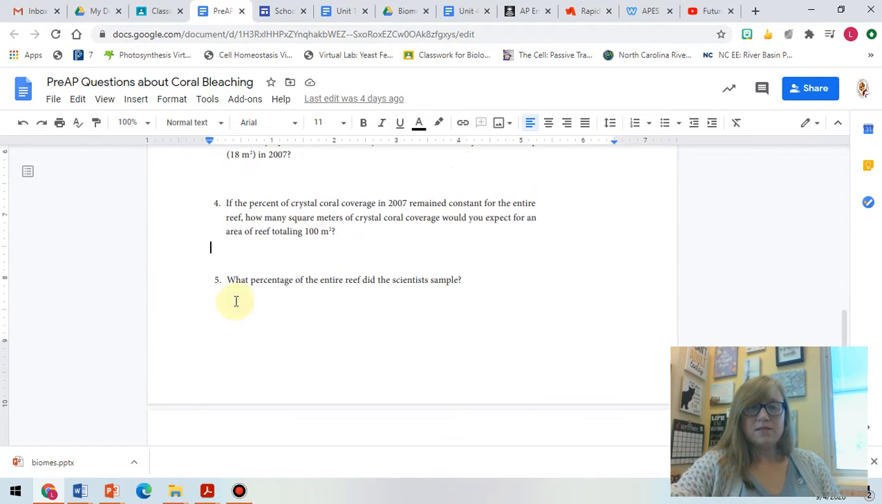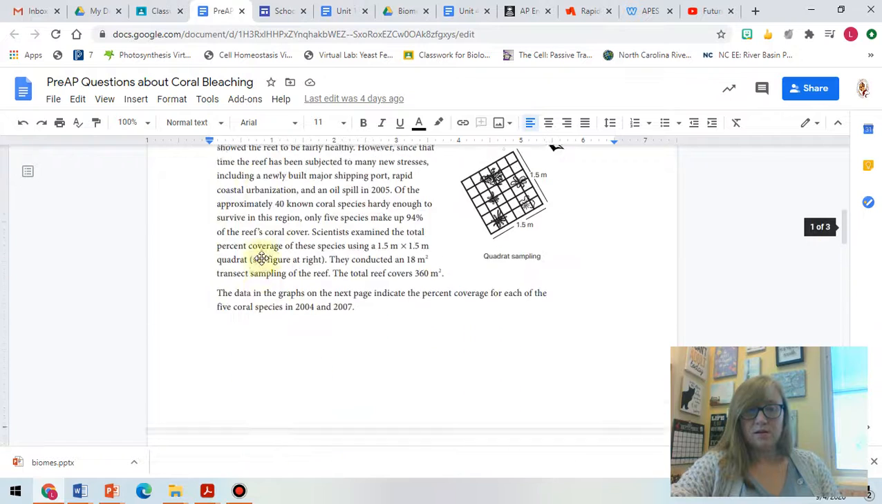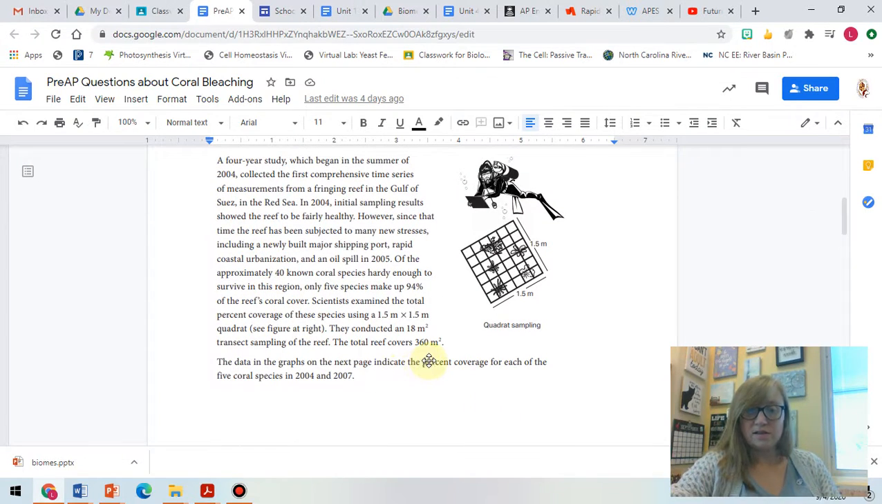What percent of the entire reef? Well, they measured 18 meters squared, and the total is 360. So to get a percent, you have to divide those two numbers and multiply by 100. Make sure you're putting your numbers in right, because if you get something over 100%, then you put the numbers in backwards.